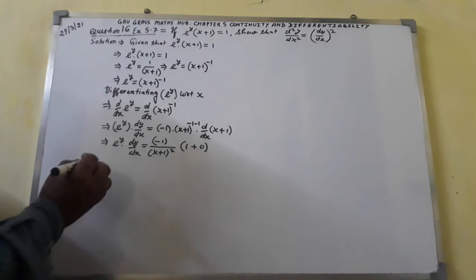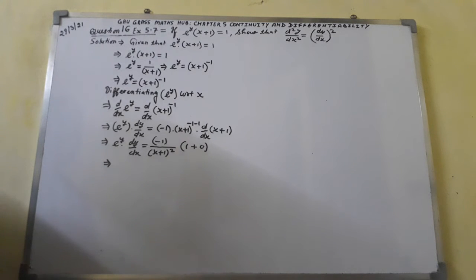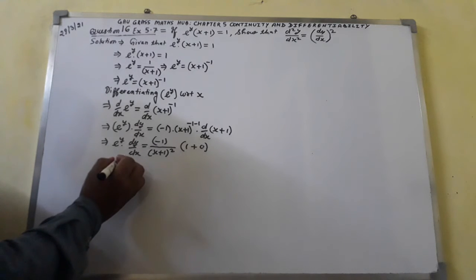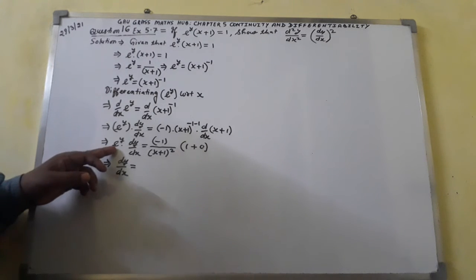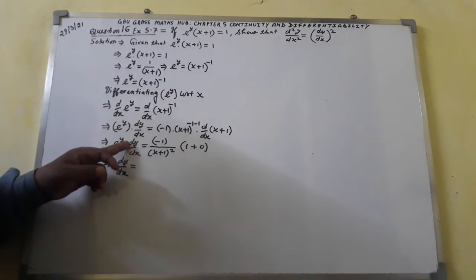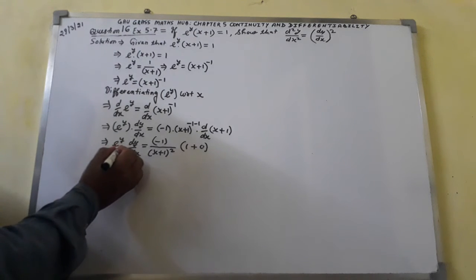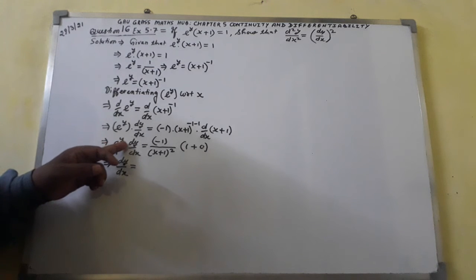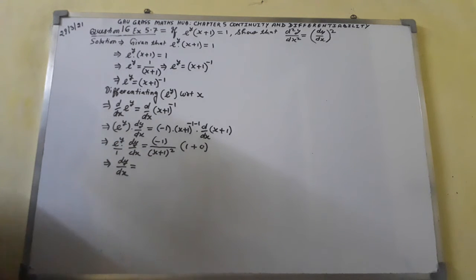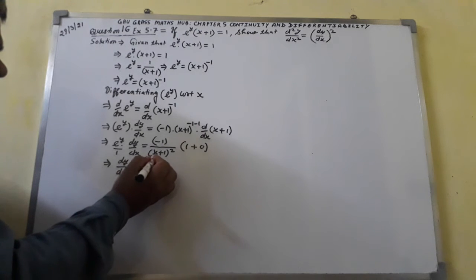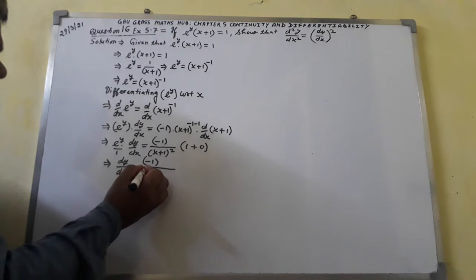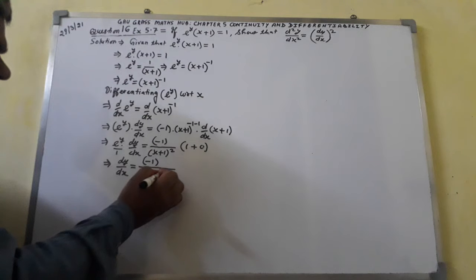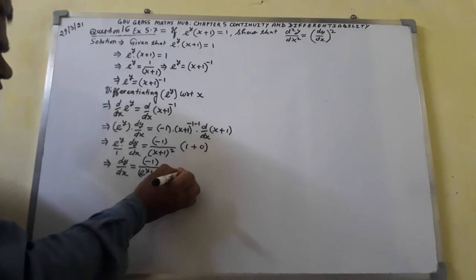Now again I shall write, implies that dy over dx equals, here e raised to the power y can be written like this. The e raised to the power y will be multiplied to this one. You will get here minus 1 over e raised to the power y times (x plus 1) the whole square we shall get.